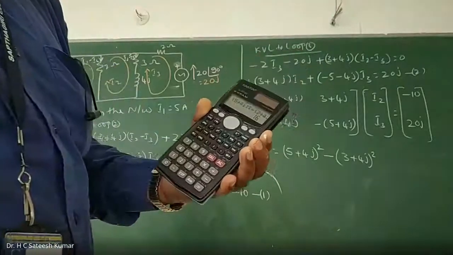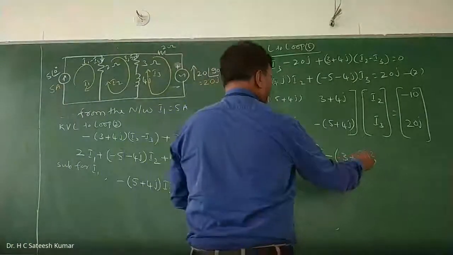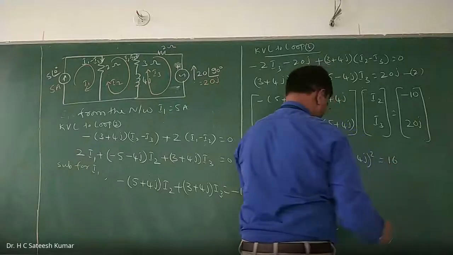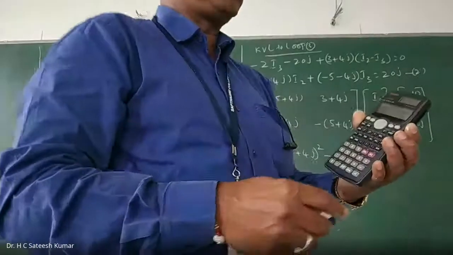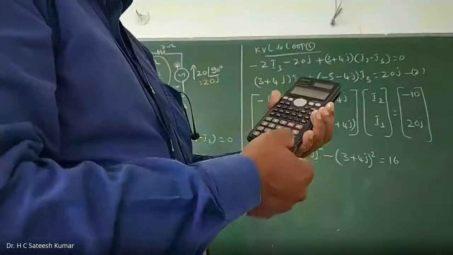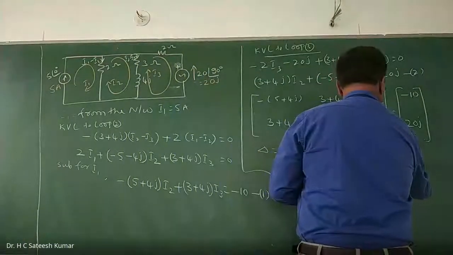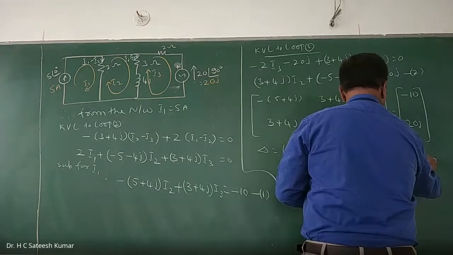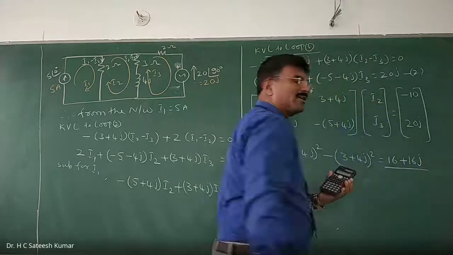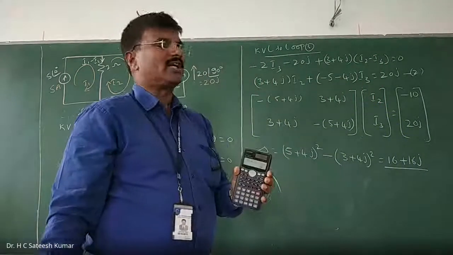Equals. You will get 16. Shift equals, you will get the real part. Shift, imaginary part: 16 plus 16i. So in the other calculator, we get directly 16 plus 16j. Now I'll show it in that calculator also.